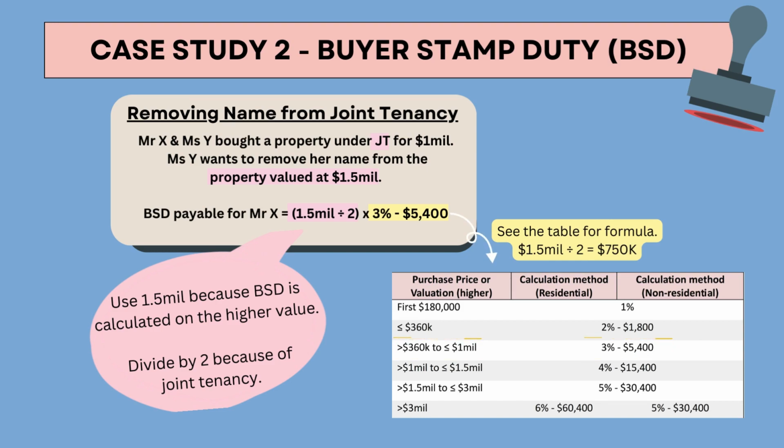The buyer stamp duty payable for Mr. X is $1.5 million divided by 2, because Mr. X will buy 50% share from Ms. Y, then multiplied by 3% minus $5,400 based on the formula given here.